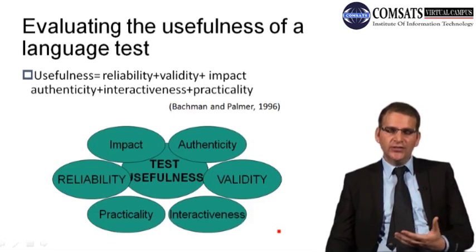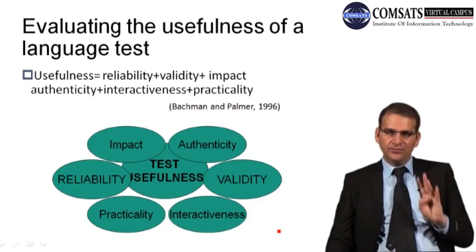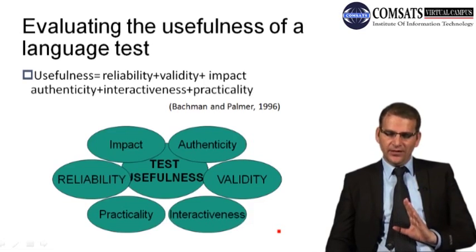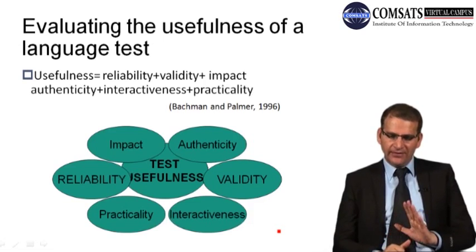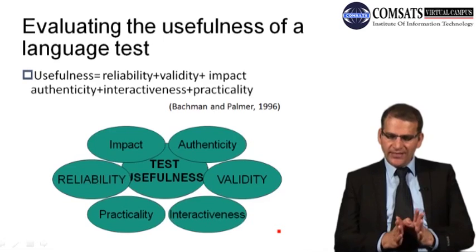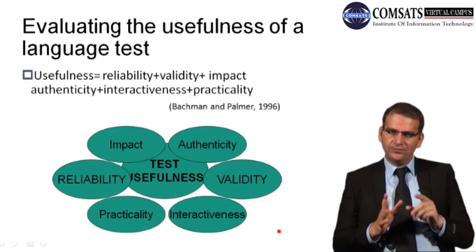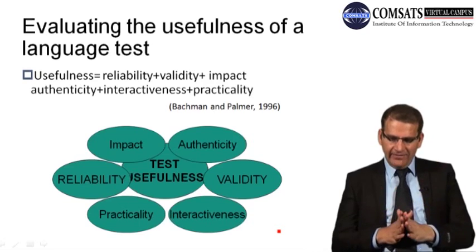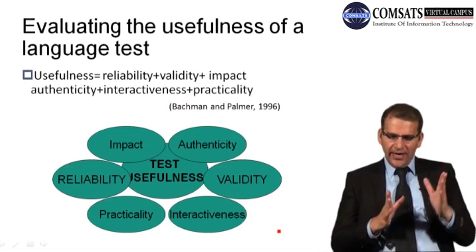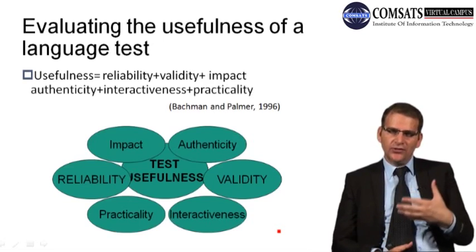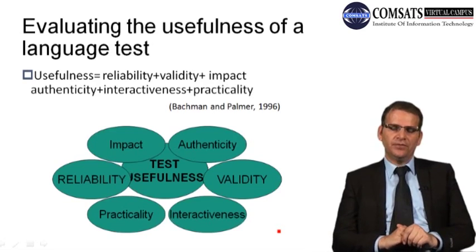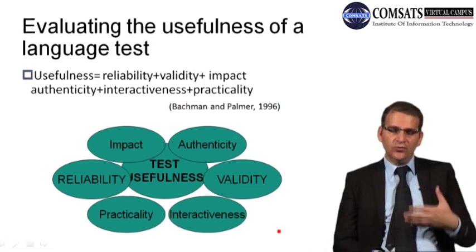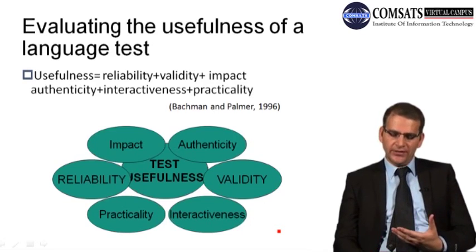So dear students, when you evaluate the usefulness of a test, you need to see these points: is it reliable or not, valid or not, then impact, authenticity, plus interactiveness, plus practicality. These are things you have to keep in mind. Is that clear? These points are given in this model as well. You test usefulness, you see reliability, practicality, then interactiveness, then next is impact. This is the formula, by Bachman and Palmer. They have given it in their research so that you can check the usefulness of a test.